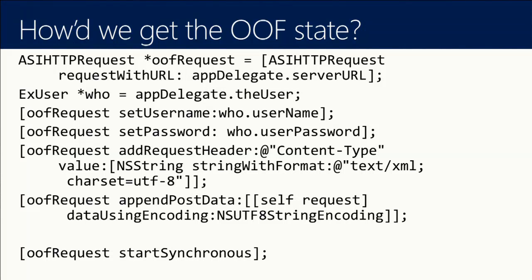So we get the current user from the app delegate, and then we use that username and password to set credentials on the request. We specify that this is a text XML request. Then we take the request itself and add it as post data to the request object, and then we start the request object. Now, the only reason I did this synchronously is because I didn't want this to be a discussion on how iOS threading works. Obviously in a real application, you would want to spin off a thread anytime you're going to do a long-lived server operation, such as trying to do an auto-discover.